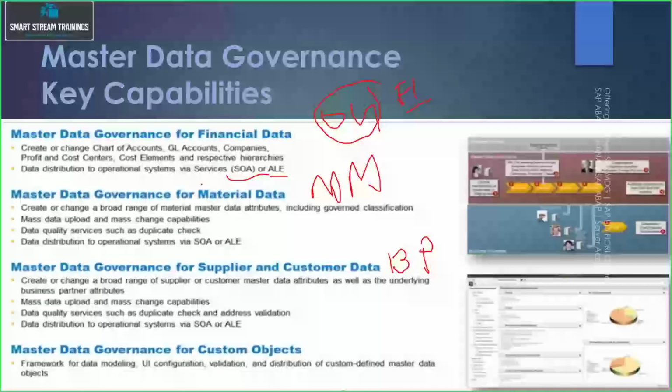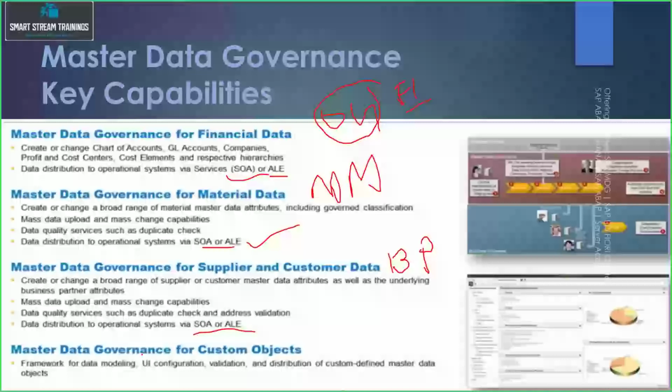It is the same at the material master level. In the material master level, we can get material related attributes, material descriptions and quantities, everything that comes under MM. And here also we can connect with the target using SOA and ALE only. For customers, we can control the business partner, customer and vendor data, and at the same time connect with the target system using SOA and ALE.